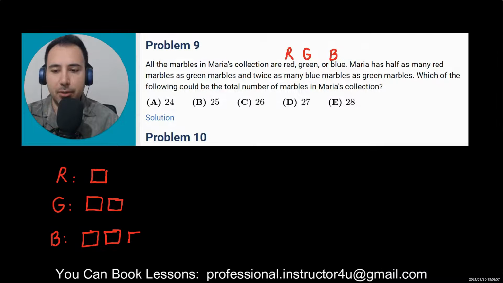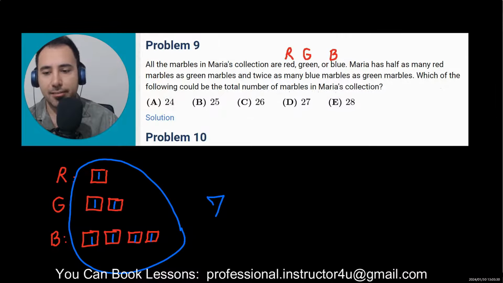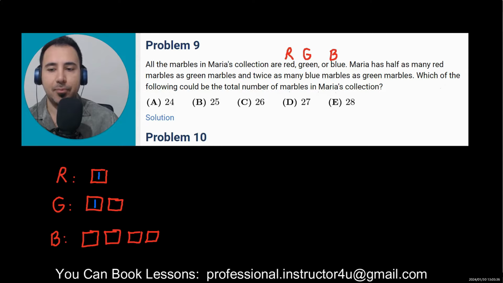So a lot of you would already know the answer. Which of the following could be the total number of marbles in Maria's collection? When it says could be, that means there are a lot of different answers. If R is 1, green will be 2 and blue will be 4. So we have 7 boxes, 7 times 1. The total would be 7. You could also go 4 plus 2 plus 1, 7. Is 7 in the answers? No. So if this one is 2, I think you get the idea here.